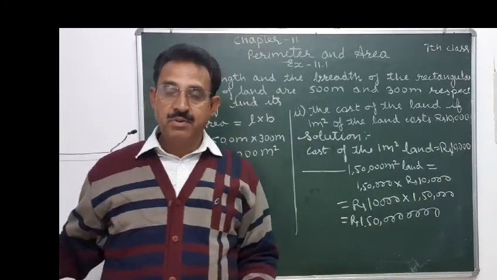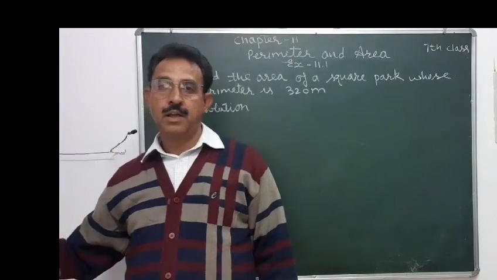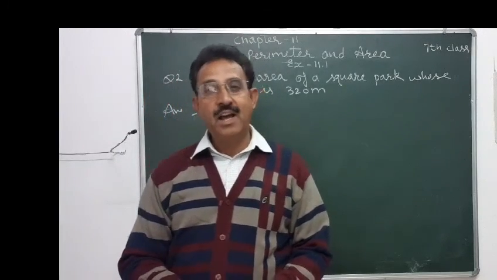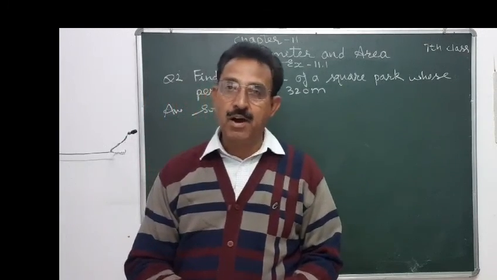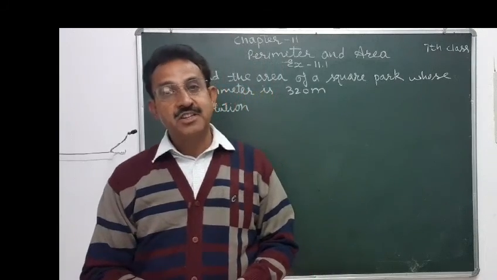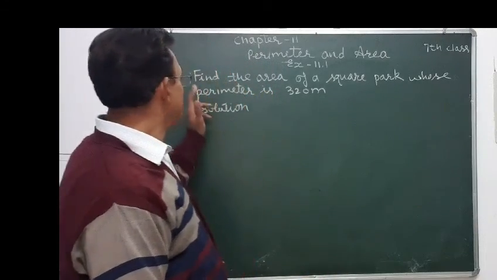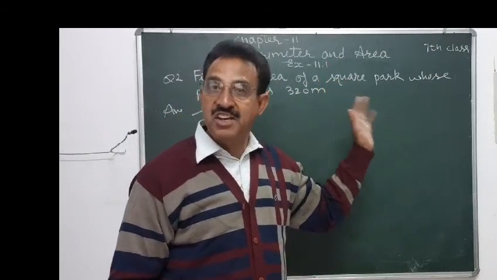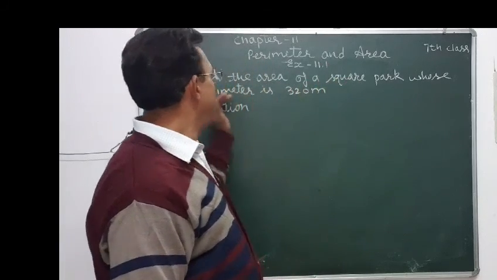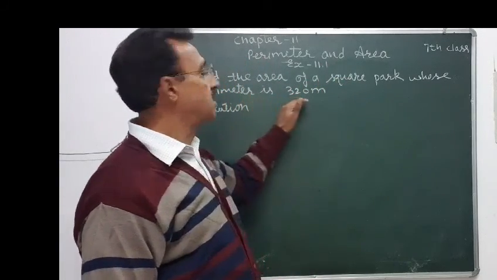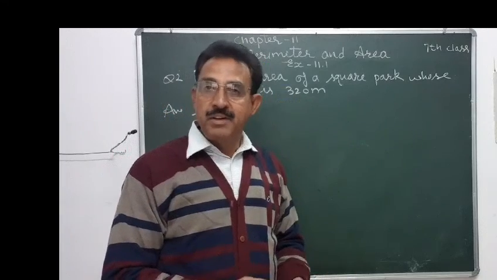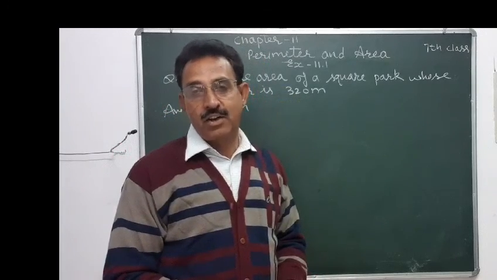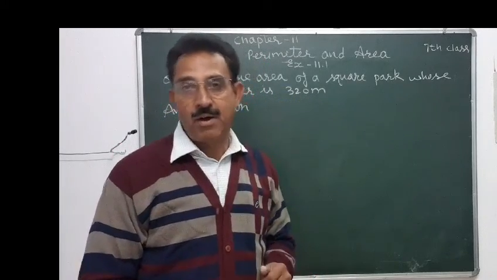So the question number 2 we have, and the statement is: find the area of a square park whose perimeter is 320 meter. So we have to find out the area of the park which is of square shape, whose perimeter we have been given is 320 meter. Perimeter is given, we have to find out the area of the square park.